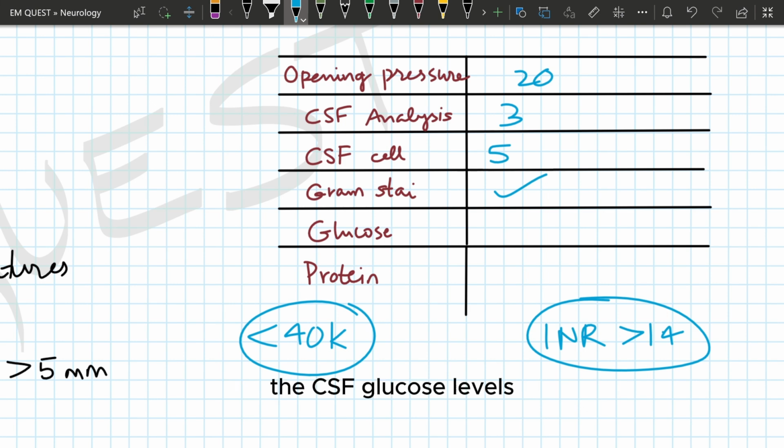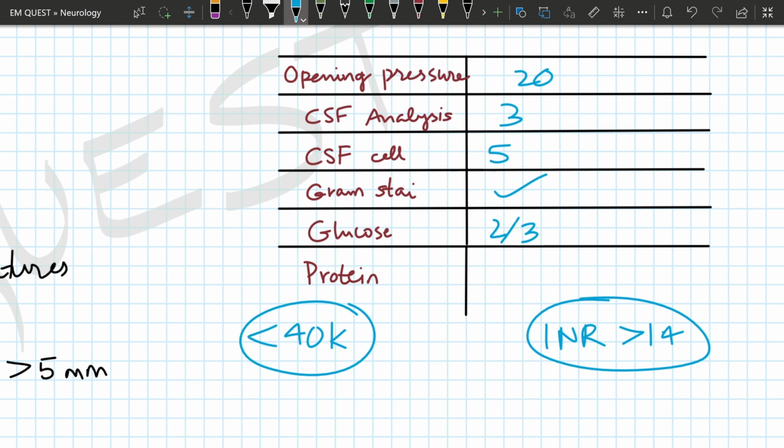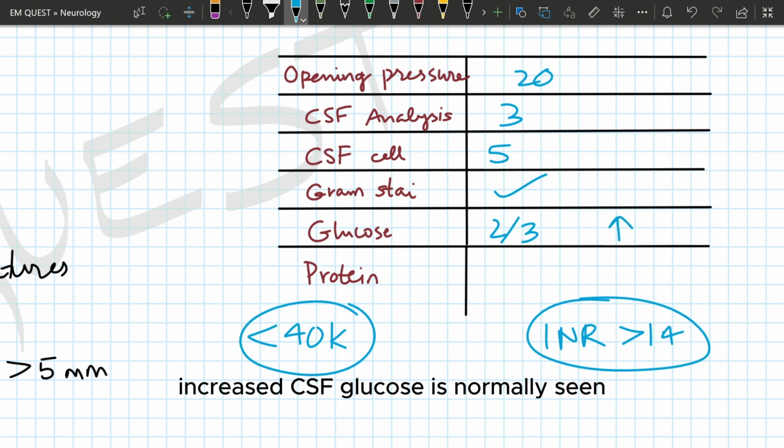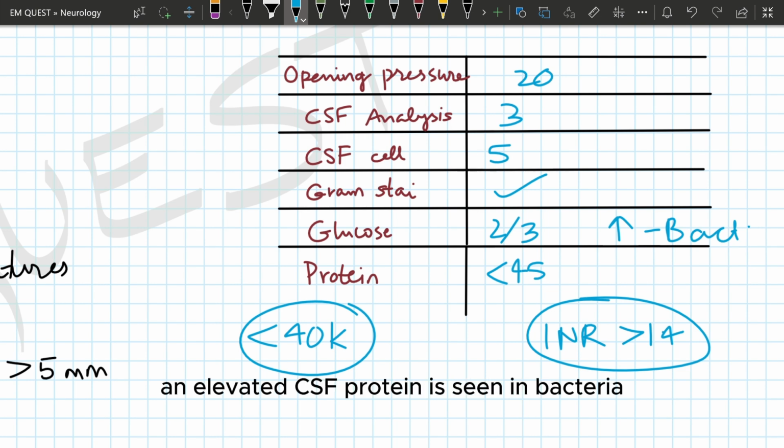The CSF glucose level is normally 2/3 of the serum glucose. So we can say that it is usually in the range of 50 to 80 milligrams per deciliter. Decreased CSF glucose is normally seen in bacterial meningitis. Normal CSF protein in an adult is less than 45 milligrams per deciliter. So once again, an elevated CSF protein is seen in bacterial meningitis.